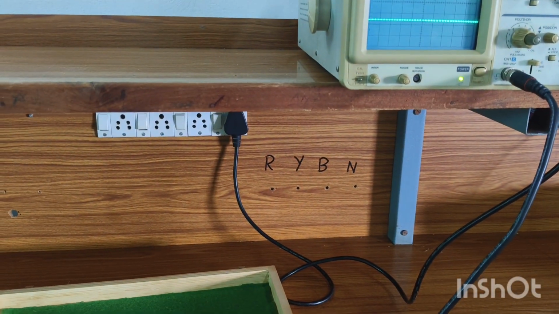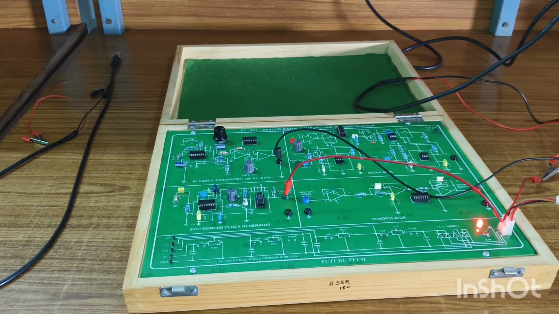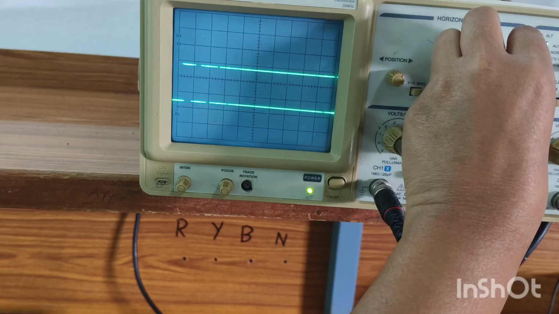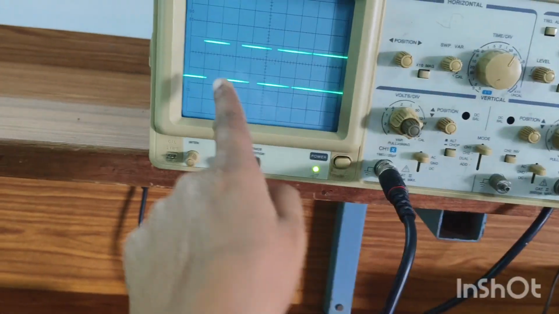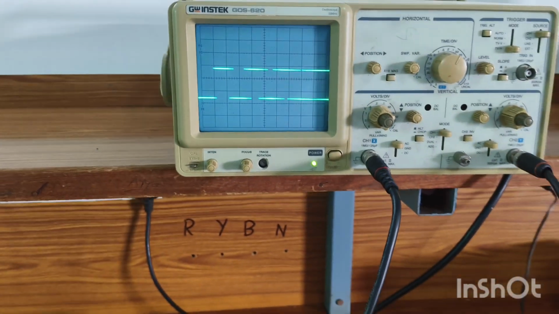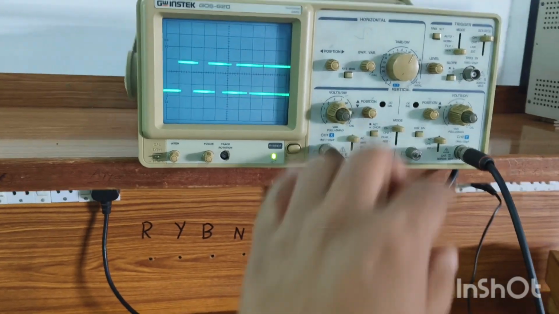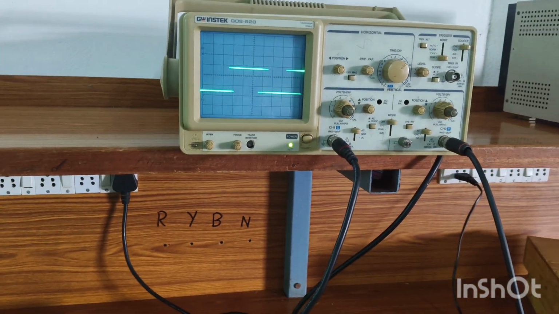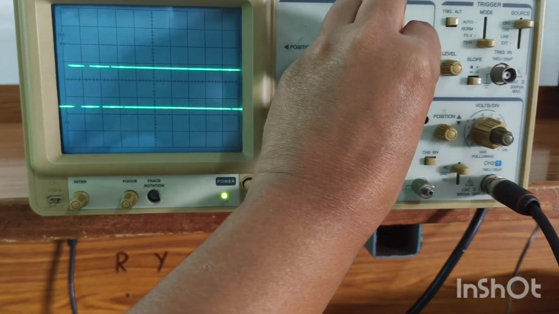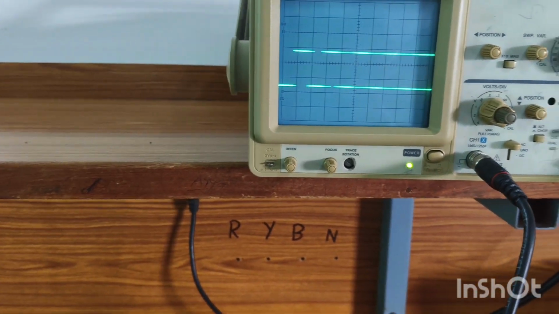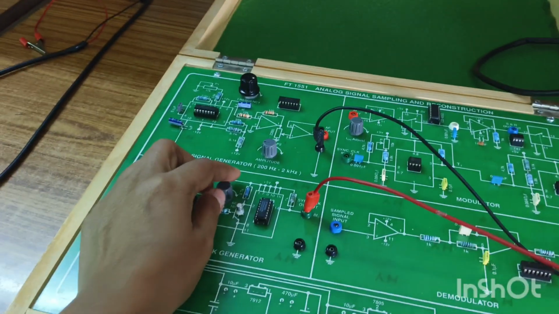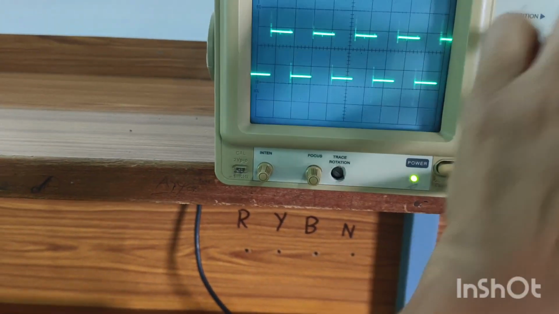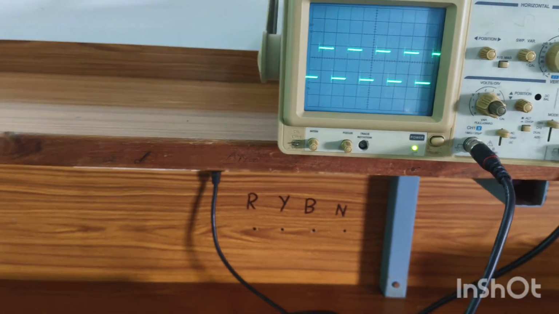For each and every signal we need to note down the amplitude and time period. Next I am giving this positive connected here. Next I am going to check the clock signal also. We are getting it, so note down the amplitude and time period of this clock also. Here we have the option for the time period of the clock. So note down the amplitude and time period of the clock.